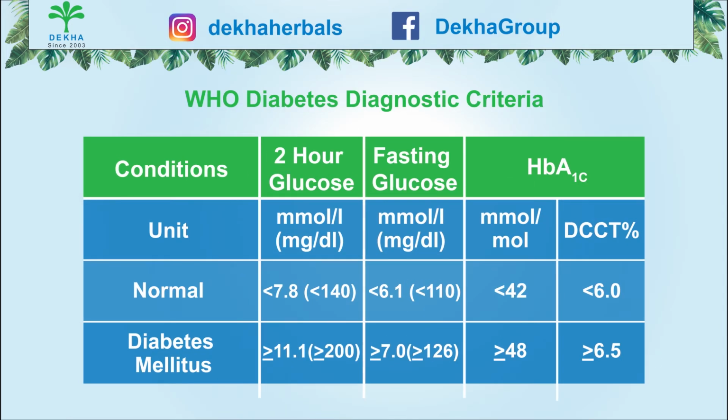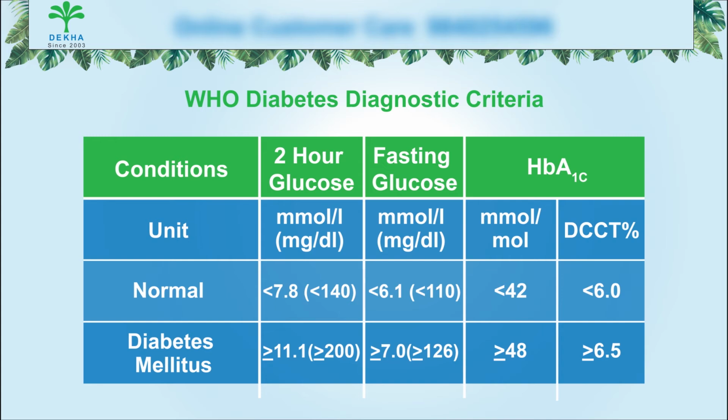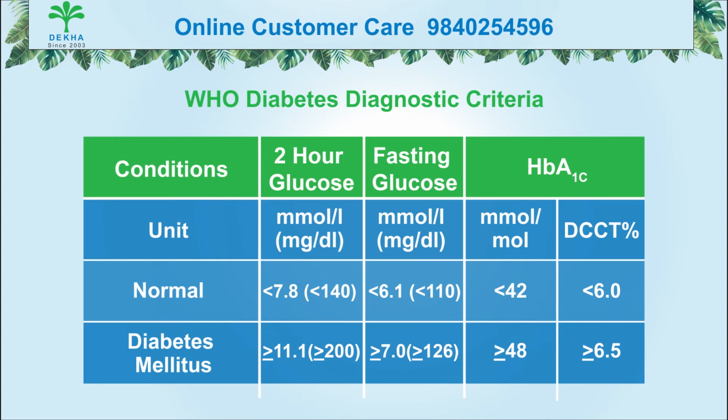WHO Diabetes Diagnosis Criteria. As per WHO Diabetes Diagnosis Criteria, it is set on the basis of glucose present in blood before and after meal. A fasting blood sugar level less than 110 mg per deciliter or 6.1 millimoles per liter is normal. A fasting blood sugar level greater than 126 mg per deciliter or 7 millimole per liter is considered pre-diabetic.